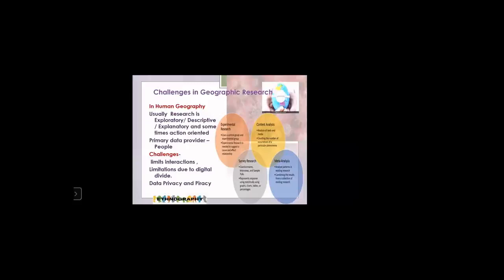And I think three of my students are into social research, and they are doing research in human geography. So they are going to face a lot of problems, though the time frame has been extended. We don't know how far it is going to last.